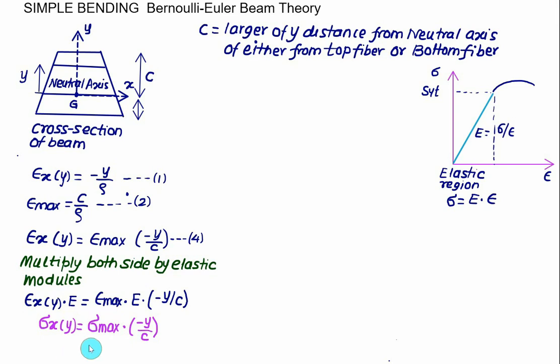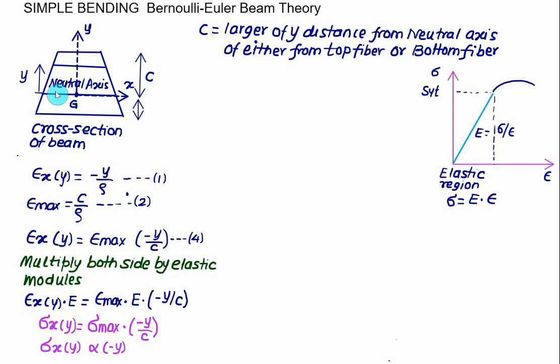Now the value of sigma max remains constant here, and the value of c remains constant. It means that the bending stress, which is a function of y, is directly proportional to the distance y, that is, the negative of y. So there is a linear relationship between the bending stress and the vertical distance y.